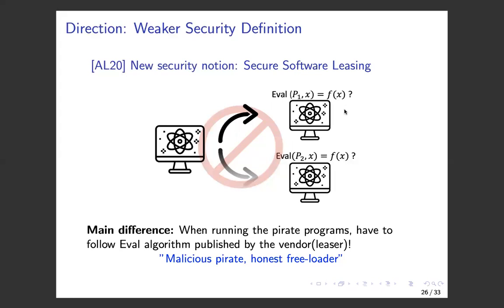So let's get back to the first direction. What can we do with the security definition? In the same work by Ananth and La Placa, they put forward this notion of secure software leasing. Secure software leasing is almost the same as copy protection, except that we have something called malicious pirate and honest freeloader. What does that mean? A pirate who tries to pirate a copy of the program can do anything it wants. However, the users who get these copies of pirate programs, they will follow the instruction by the authentic program. Basically, it follows this algorithm Eval published by the vendor. And it does not follow the instructions by the pirate.